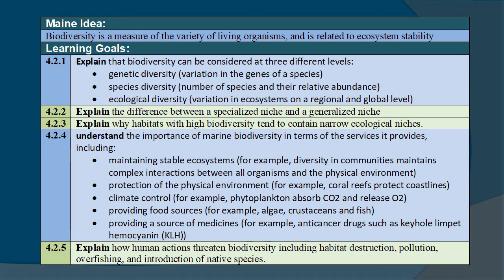Now, our big main idea here is that biodiversity is the measure of the variety of living organisms and is related to ecosystem stability. So, of course, we have a number of targeted learning goals that we're going to talk about that have everything to do with biodiversity, including what are the different types of biodiversity, specialized versus generalized niches, and understanding the importance of biodiversity and the services that it provides.